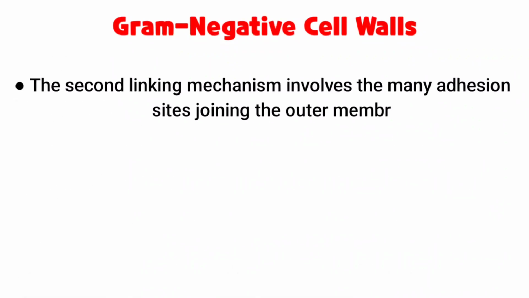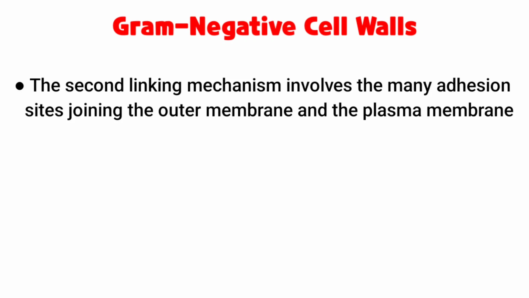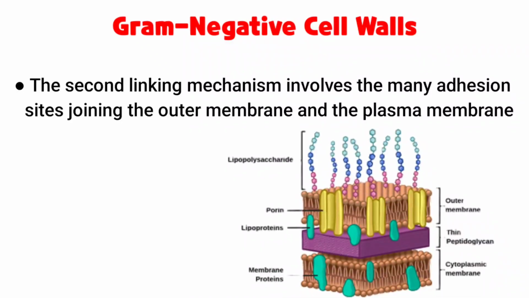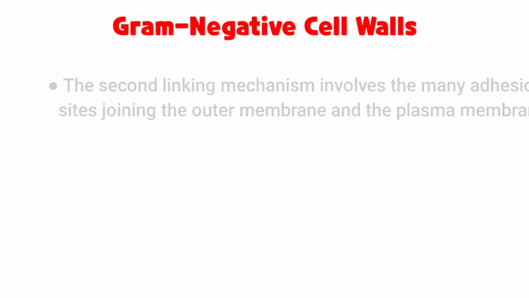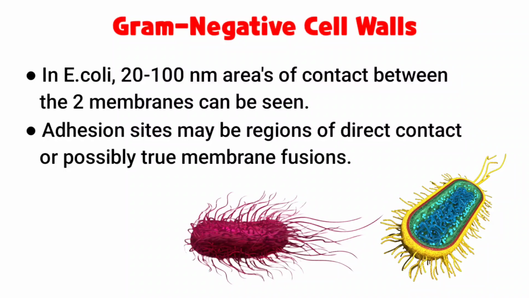The second linking mechanism involves the many adhesion sites joining the outer membrane and the plasma membrane. The two membranes appear to be in direct contact at these sites. In Escherichia coli, 20 to 100 nanometer areas of contact between the two membranes can be seen. Adhesion sites may be regions of direct contact or possibly true membrane fusions.